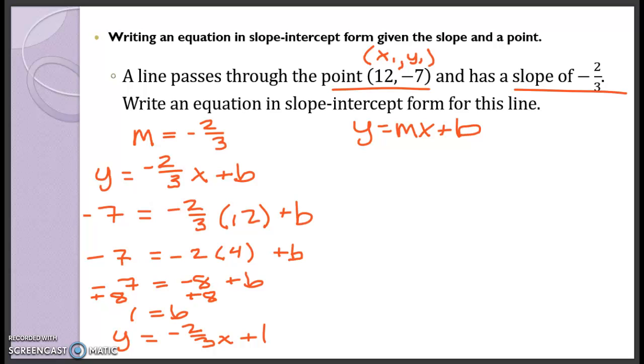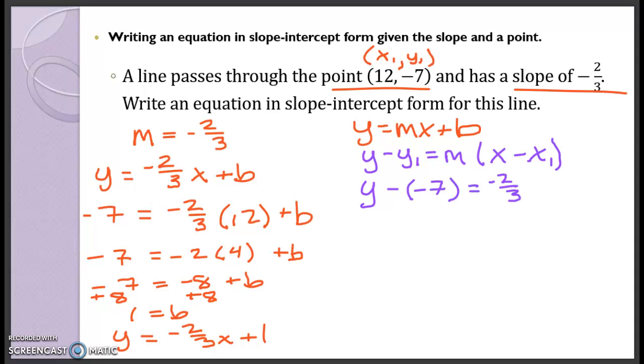Another way to do it is to use the point-slope form of a line, which is y minus y1 equals m times x minus x1. So how would we do this one? Well, our y1 is -7. Make sure you stick that in parentheses. m is -2/3, and then x1 is 12.